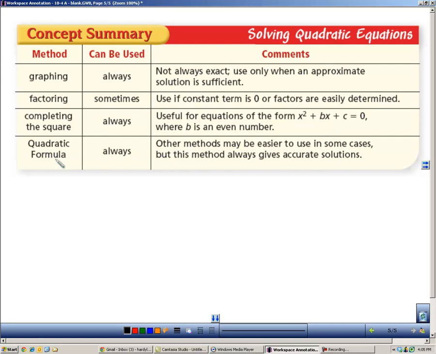A lot of times it's the easiest. You plug the numbers in, you use a calculator, and it gives it. It'll always give you accurate solutions. So for me, unless I tell you otherwise, feel free to use the quadratic formula to find the roots of a quadratic equation.